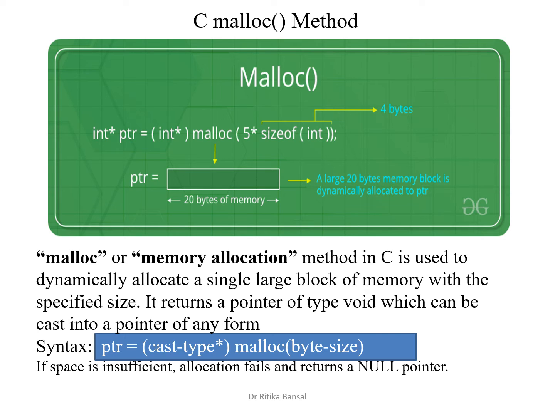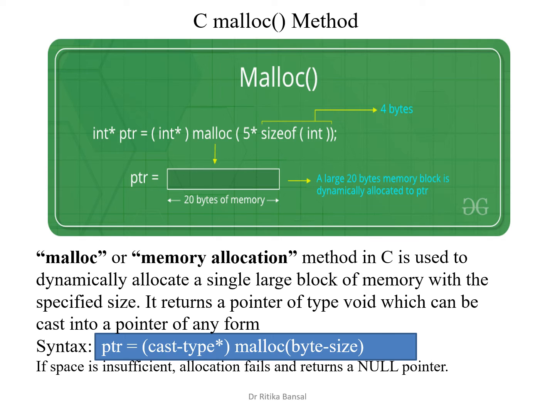So you want to typecast that type in the beginning of malloc also. The malloc function will return the address and you are typecasting that address to int star. So you can see in the beginning of the malloc function one bracket is there and you have written int star, means you are typecasting the address to int star so that that address gets copied to PTR. So PTR holds the address allocated by the memory allocation function of size 20 bytes.